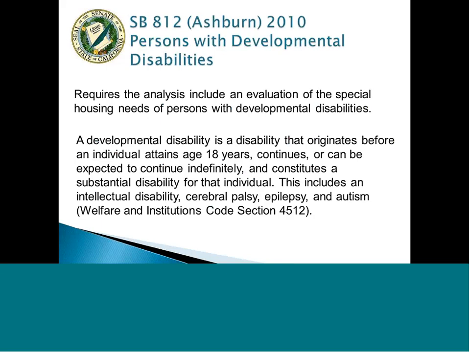SB 812 is a newer piece of statute that added an additional category to the special needs group, persons with developmental disabilities. The most critical thing to think about for persons with developmental disabilities is accessibility, universal design, and affordability. Equally important is to look at the needs of families who care for children with developmental disabilities. Some housing arrangements can include shared housing, supportive housing opportunities, ground floor accessibility, and having reasonable accommodation procedures in place.